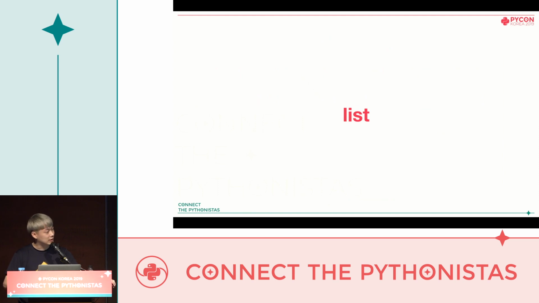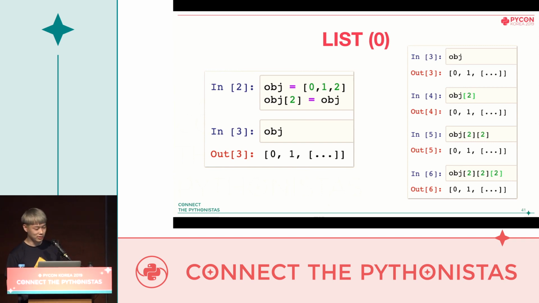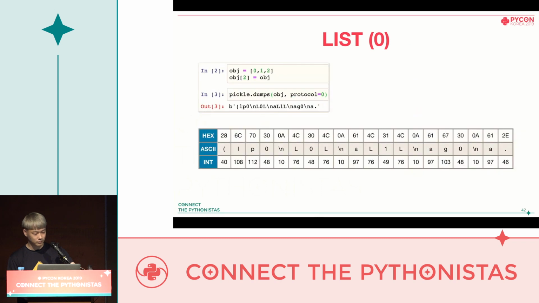So I'm going to discuss list. Have you ever seen this recursive list object? This was very interesting for me because I haven't seen this before, and it is even more interesting because Python's print is smart enough to detect that it's a recursive data structure and shortens the redundant part. So let's pickle this weird object.